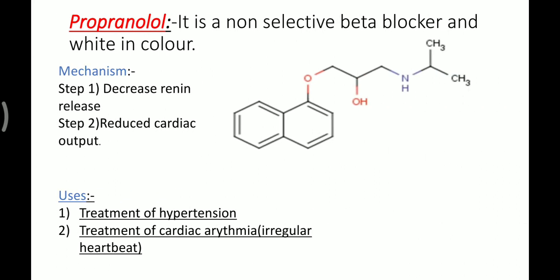We are going to study some drugs with beta blockers. The first drug is propranolol. It is non-selective beta blocker and white in color. Let's see its mechanism. It works in two steps. Step 1 is decrease of renin release, which leads to step 2, that is reduced cardiac output. Its uses. It is used in treatment of hypertension. It is also used in treatment of cardiac arrhythmia, that is irregular heartbeat.